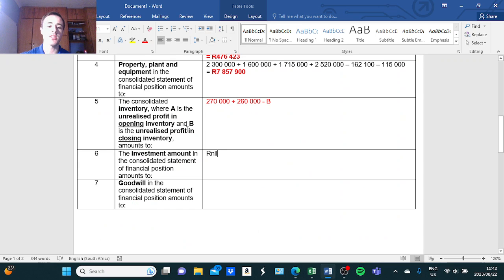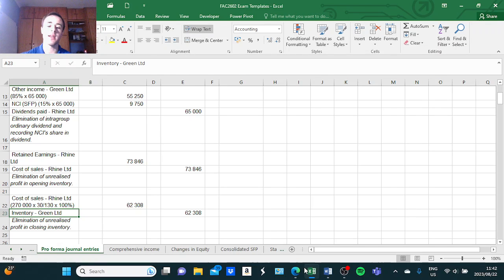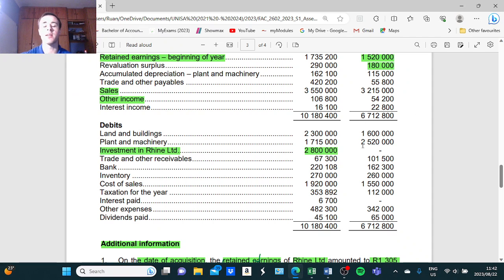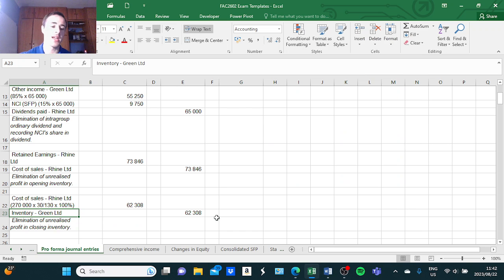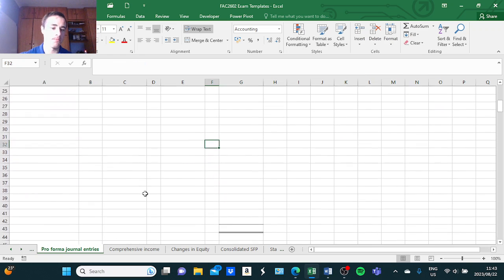The amount disclosed in the group statement of financial position is 0. Why is it 0? Because that line item is eliminated at acquisition. Okay, let me show you how you will eliminate that specific line item.